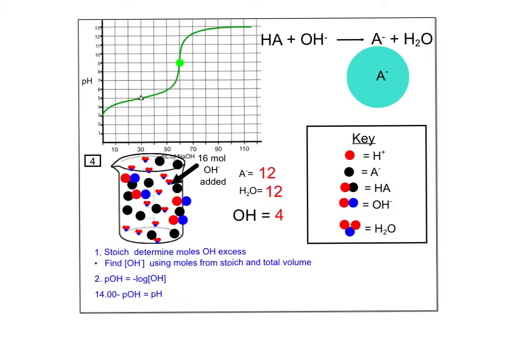All right, somehow I lost my blob of OH. I apologize. There should be a big OH minus circle here because we're in excess, and this green dot is meant to be way up here. So I apologize for that.